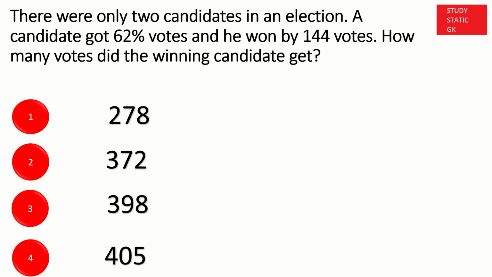So next question. There were only two candidates in an election. A candidate got 62% of votes and he won by 144 votes. How many votes did the winning candidate get?